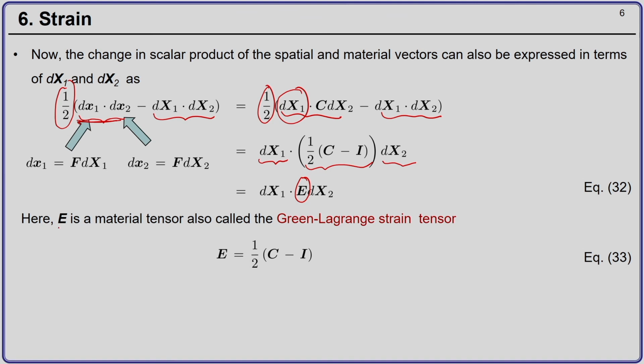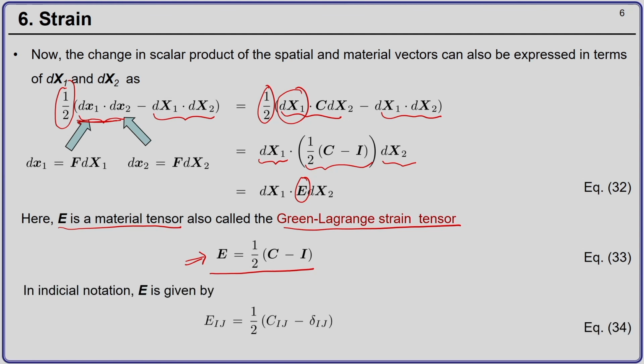So, this capital E is a material tensor. It is called the Green-Lagrange strain tensor. So, capital E is called the Green-Lagrange strain tensor, and it is given by this relation E equal to 1 by 2 C minus I. So, in indicial notation I can write E I J is 1 by 2 C I J minus delta I J. So, delta I J is the Kronecker delta in the material configuration.